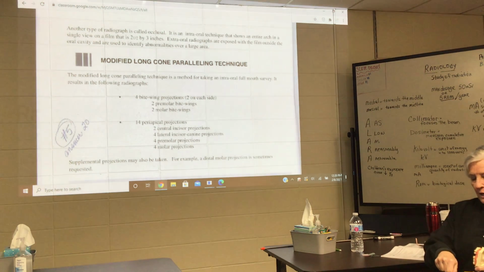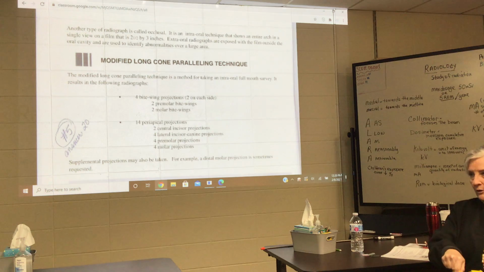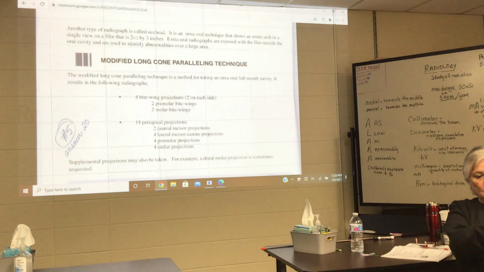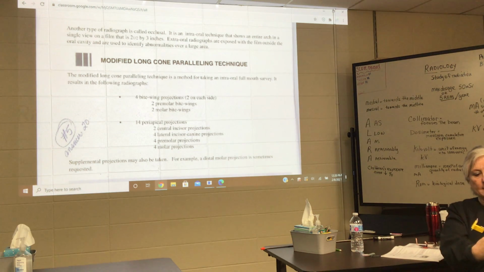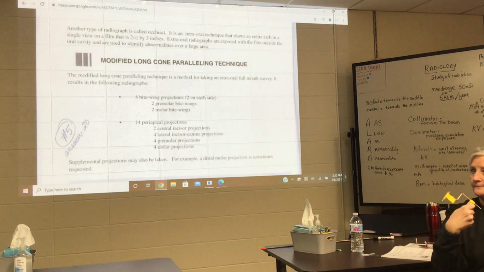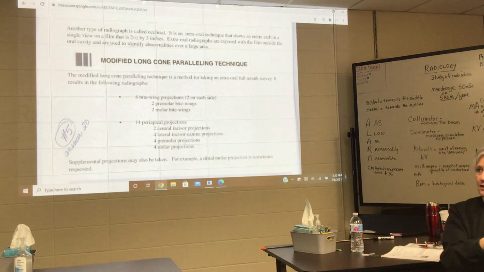And that's when you're going to angle the film, instead of having it parallel to the tooth, you'll angle it more towards the mesial. And what that's going to do is it's going to take the image here of this third molar, and it's going to project it forward onto the film. Okay? So you're not actually getting way back there because sometimes there's just not room.